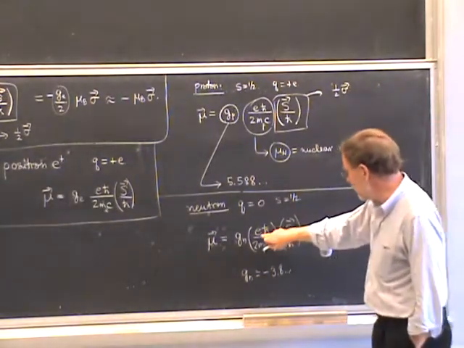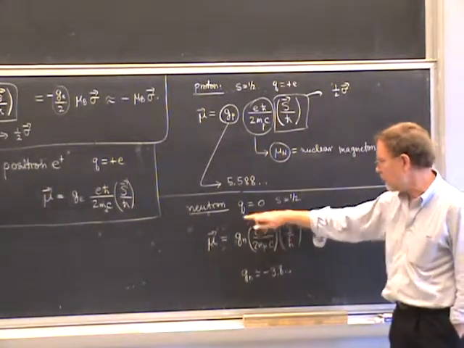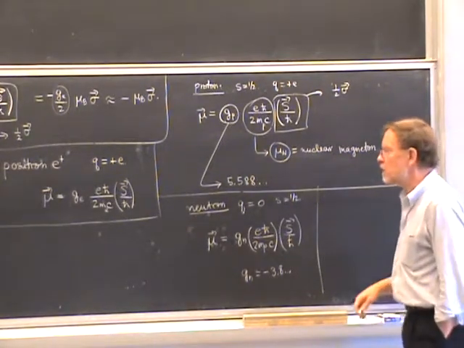That's basically the story of the magnetic moment for the neutron, even though we use the quantum unit of charge here, in spite of the fact that the neutron is neutral. That's just a set of conventions.